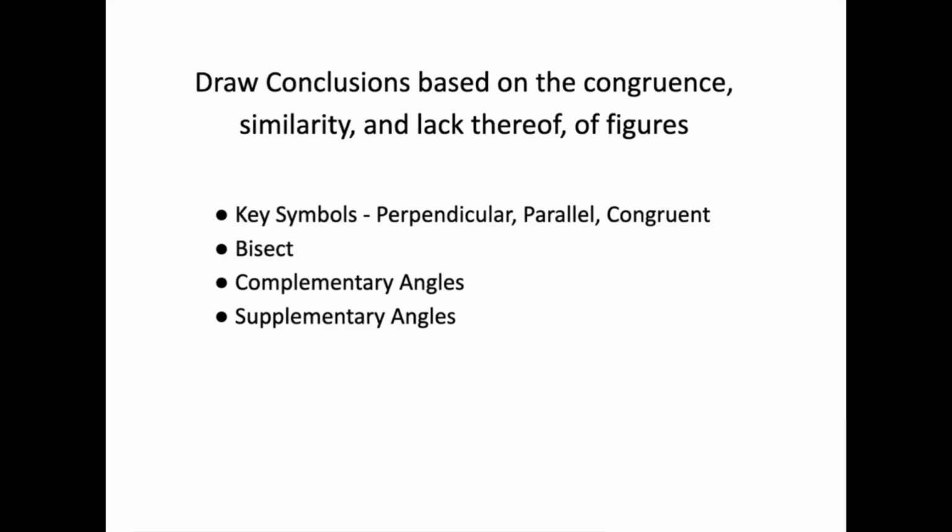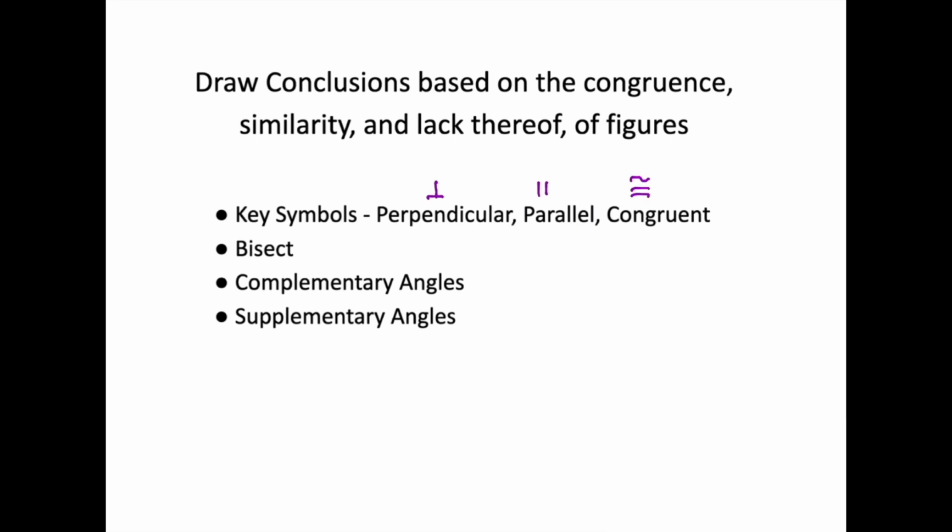In this video, we're going to draw conclusions based on the congruence, similarity, and lack thereof of figures. When you do these, it's important to know some key symbols. The perpendicular symbol looks like an upside down T. That means that two lines or line segments form a right angle. The symbol for parallel lines looks like an 11. That means that the two lines will never cross.